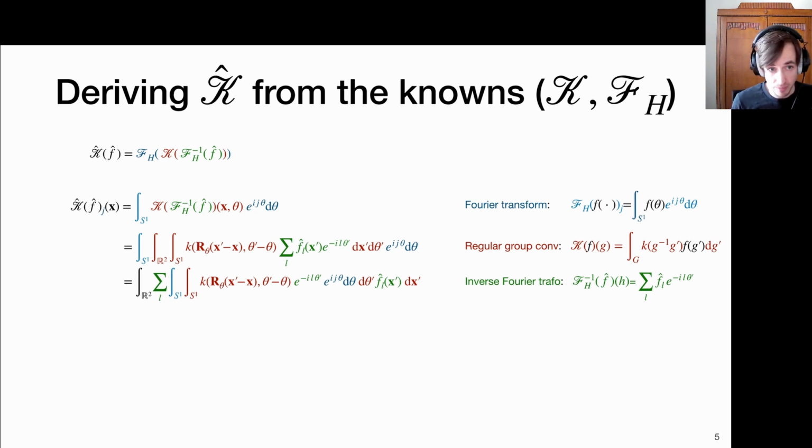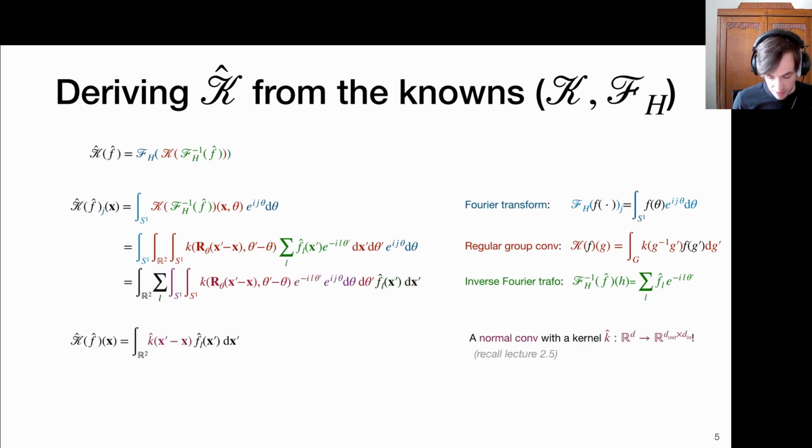Maybe that's really the main step here, is to reshuffle this such that we have this regular convolution form. So we have the integral over R2 with some kernel and the underlying signal. And that's becoming a bit more clear over here.